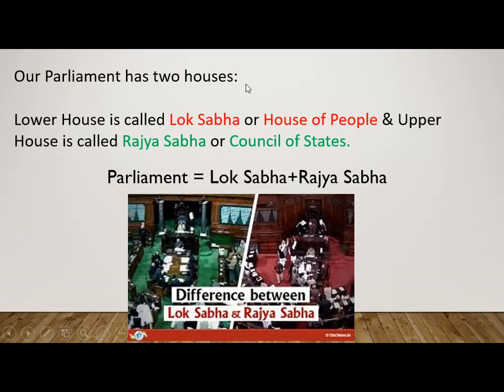Our parliament has two houses, Lok Sabha and Rajya Sabha. The lower house is called Lok Sabha or the House of People, and the upper house is called Rajya Sabha or the Council of States.